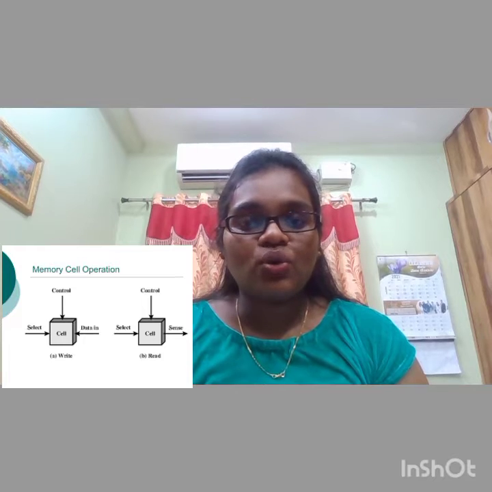This figure shows the operation of the memory cell. The select terminal selects a memory cell for read or write. The control terminal indicates a read or write operation. For a write operation, the terminal provides an electrical signal that sets the state of the cell to 1 or 0. For a read operation, the terminal is used for output of the cell state.